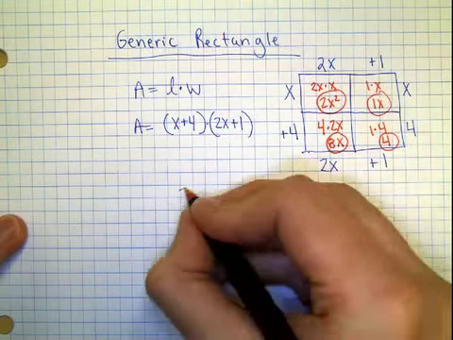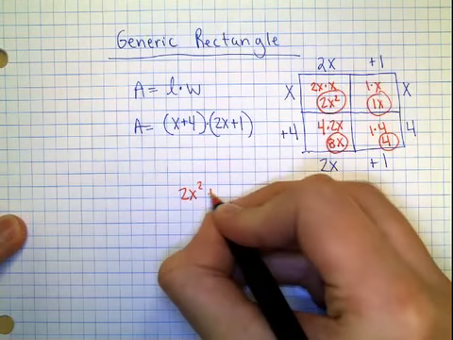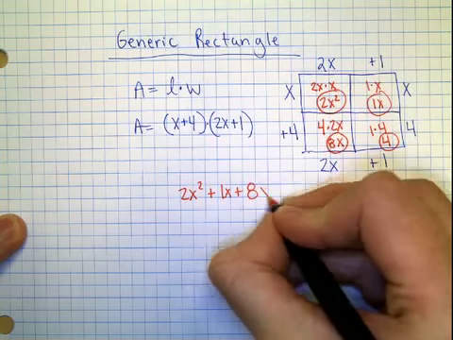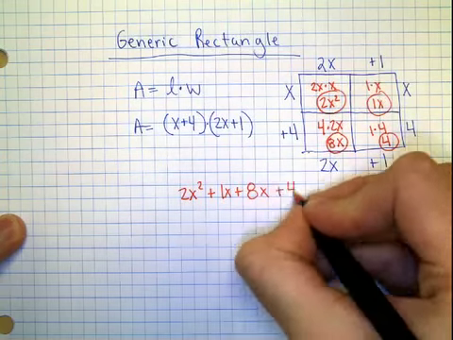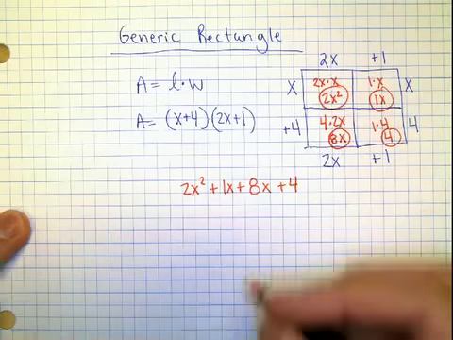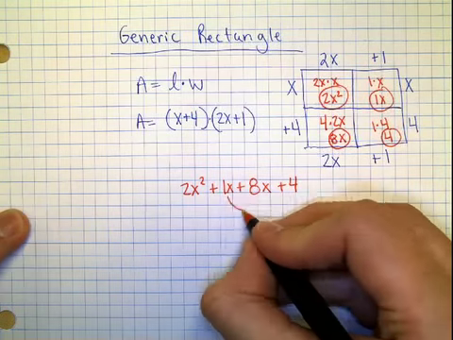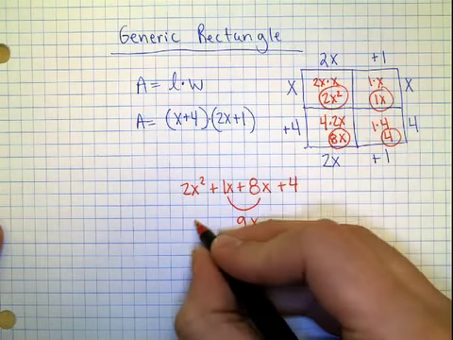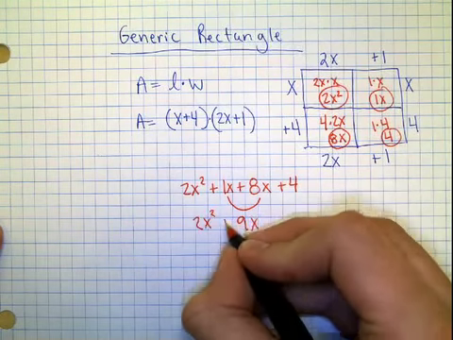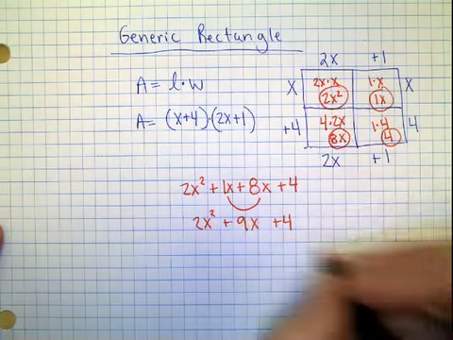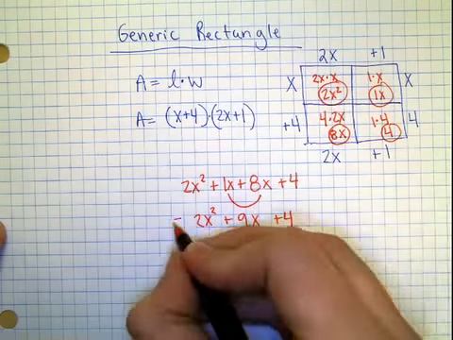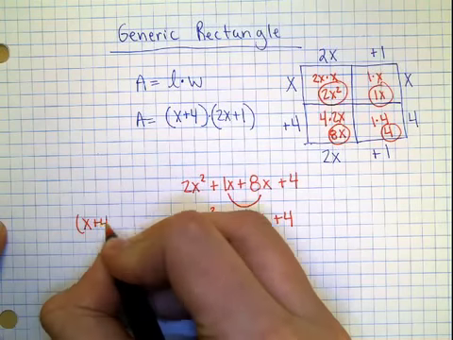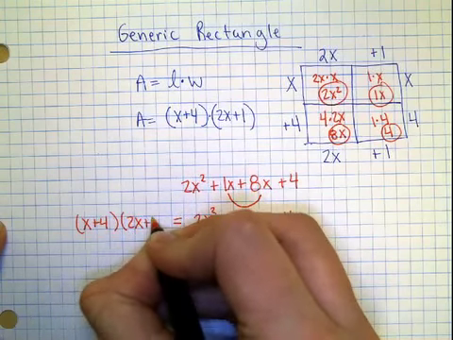I have 2x² plus this 1x plus this 8x plus the 4. And if I want to make my answer a little bit better, I can combine the 1x and 8x because those are the same things. That's 9x altogether. So I have 2x² + 9x + 4, and that's going to make up my answer. This whole thing equals my area, (x + 4)(2x + 1). They're equal to each other.